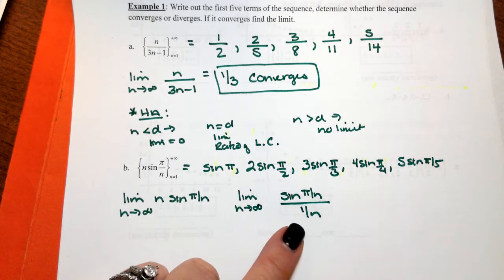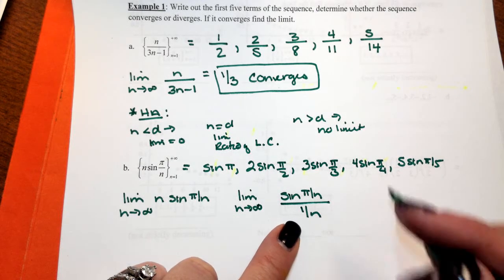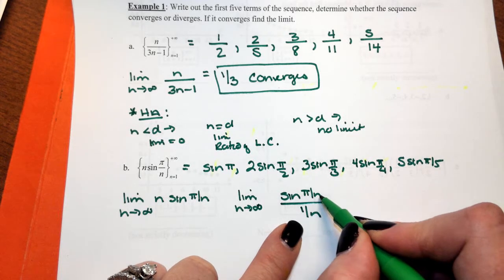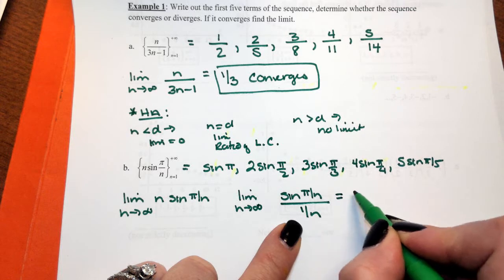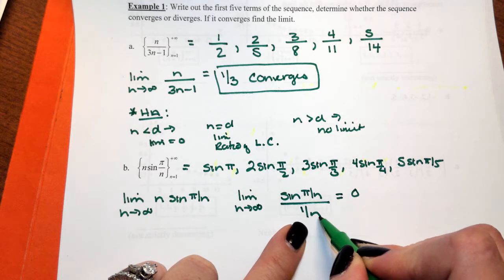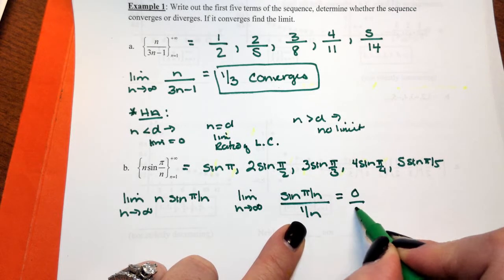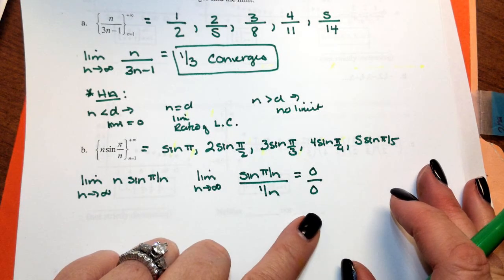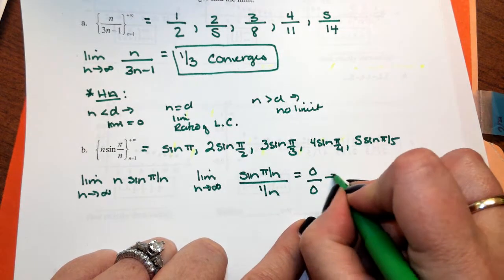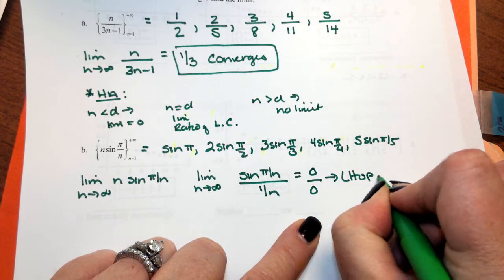So now if I want to find the limit as n goes to infinity, pi divided by a really large number is going to 0. And I know the sine of 0 is 0. 1 divided by a really large number is also going to go to 0. So remember, L'Hopital's rule only works if you get the indeterminate form of 0 over 0 or infinity over infinity. So I can apply L'Hopital's rule.